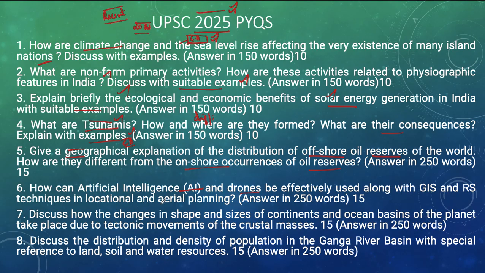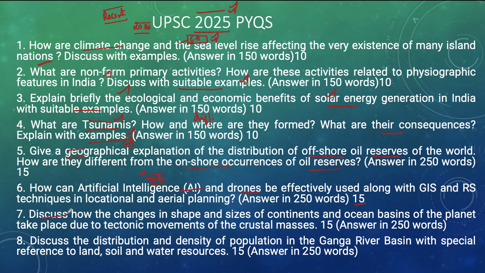Sixth one: how can artificial intelligence and drones be effectively used along with GIS and remote sensing techniques in locational and aerial planning? Basically, students, they have inculcated technology in geography. This is a recent addition and trend change in the UPSC Mains examination, and they are asking us to write on the effectiveness of artificial intelligence and drones, especially with geographical information systems or remote sensing techniques in aerial planning. This can be used better. So we need to write some 5 to 6 points on that with the help of diagrams.